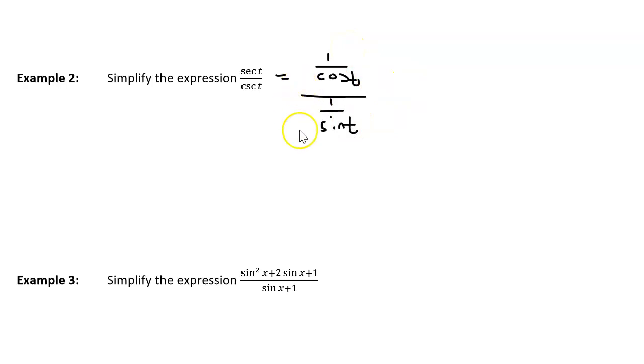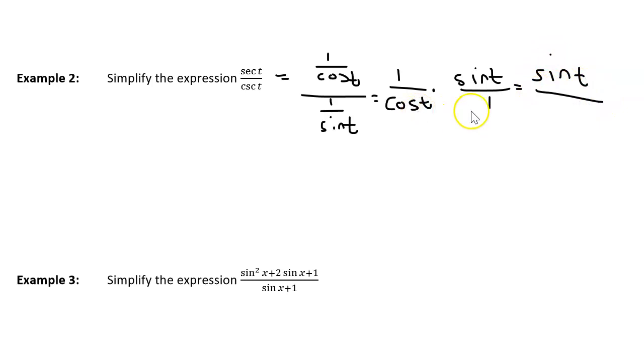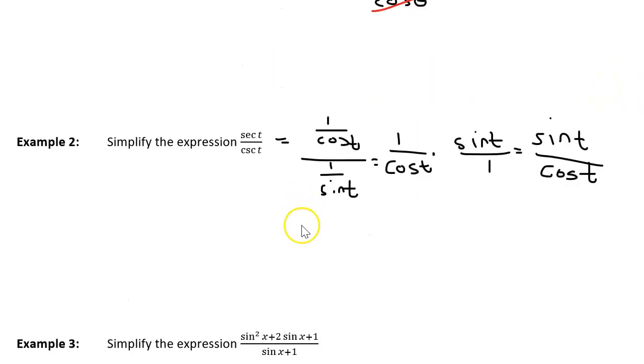Dividing by a fraction is the same as multiplying by its reciprocal. So we're going to flip that 1 over sine t to be sine t over 1. Now the sine and cosine in this example don't cross out, so we're just going to multiply straight across. 1 times sine over cosine times 1. And if we check our references, we can see that sine over cosine is equivalent to tangent. We have simplified this expression.